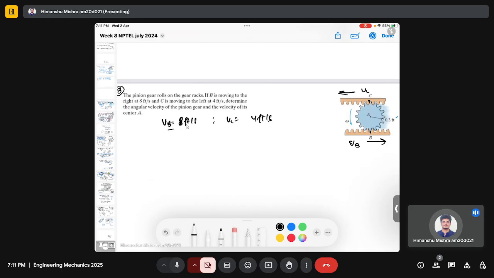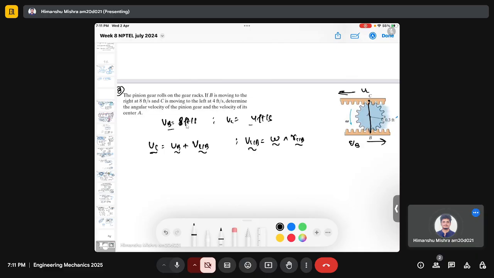So we have 2 points B and C. So my velocity at C will be given as VB plus velocity of C relative to B. Then velocity of C relative to B, as we have discussed in the previous class, will be given by omega cross the position vector between C and B. And between C and B, my position vector is actually the diameter of this pinion. So if my radius is 0.3 feet, then my diameter will be 0.6.